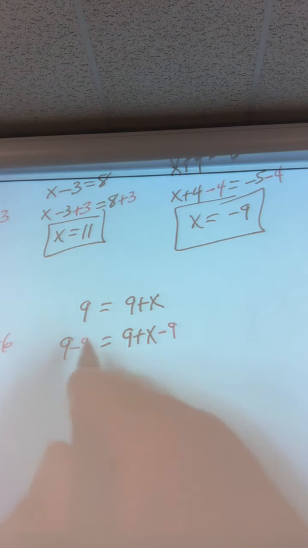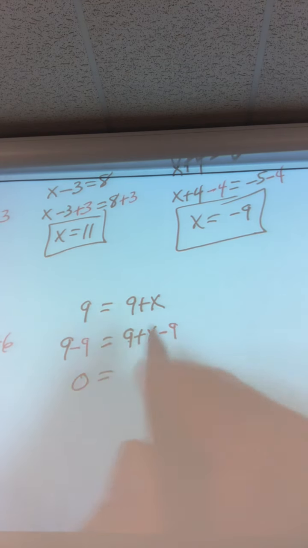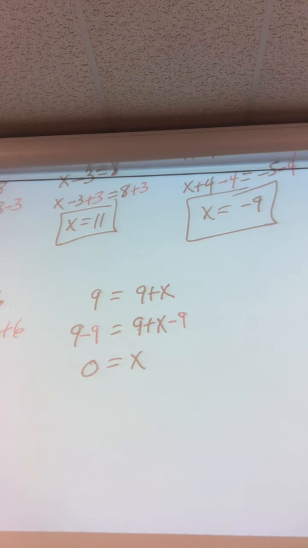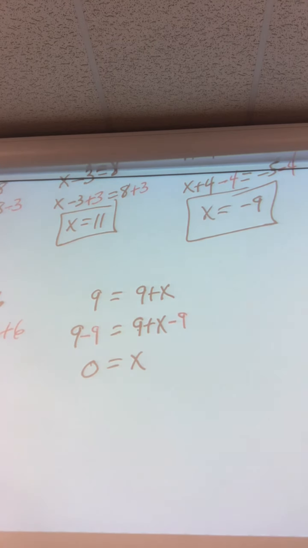So 9 minus 9 here adds to 0. And then over here the 9's add to 0, but I don't have to put the 0 because there's still an x over there. Now you do have to put 0 on the left side. So the answer to this is 0. And you can clearly see that because 9 plus 0 is 9.